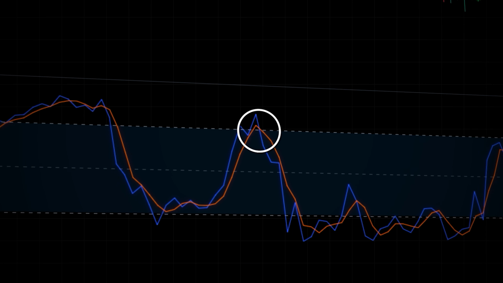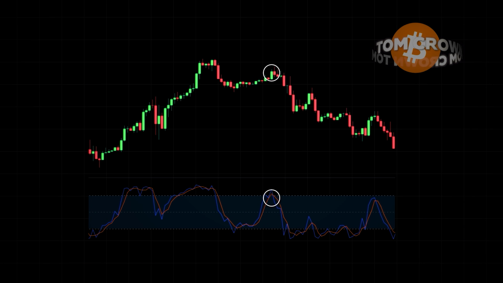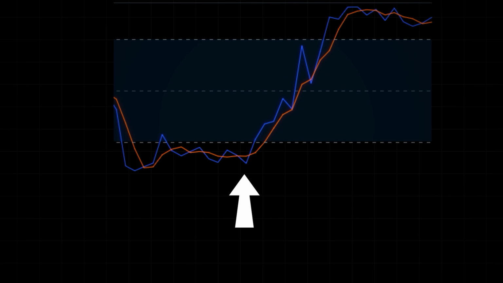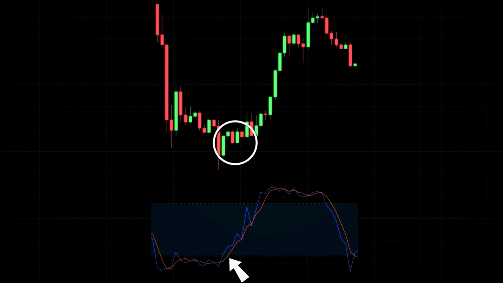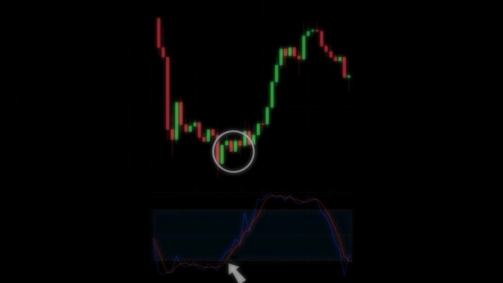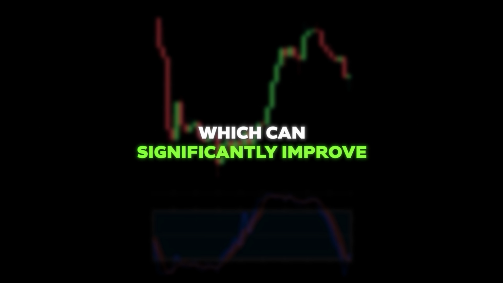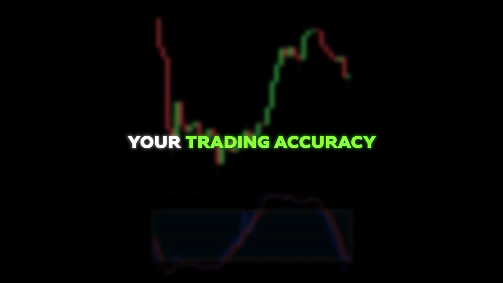When the K line crosses below the D line, it signals a powerful move downward. And inversely, when the K line crosses above the D line, this signals a powerful move upward. These crossovers add an extra layer of confirmation, which can significantly improve your trading accuracy.